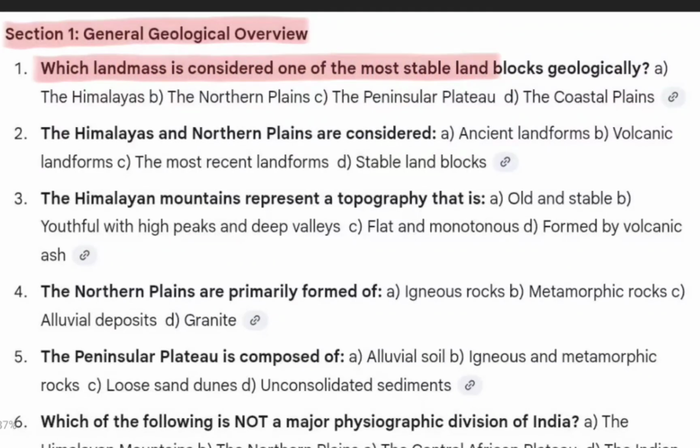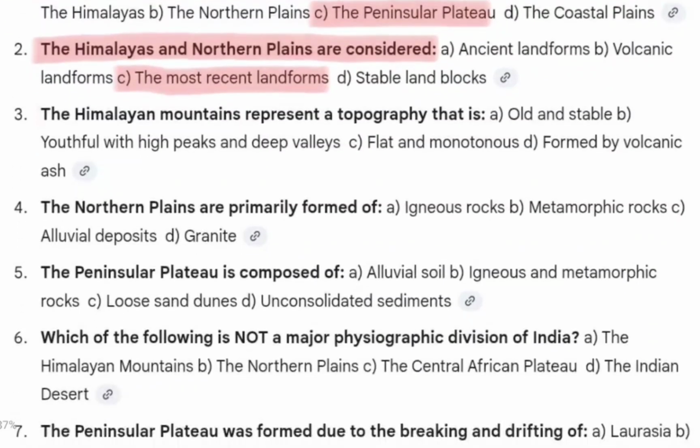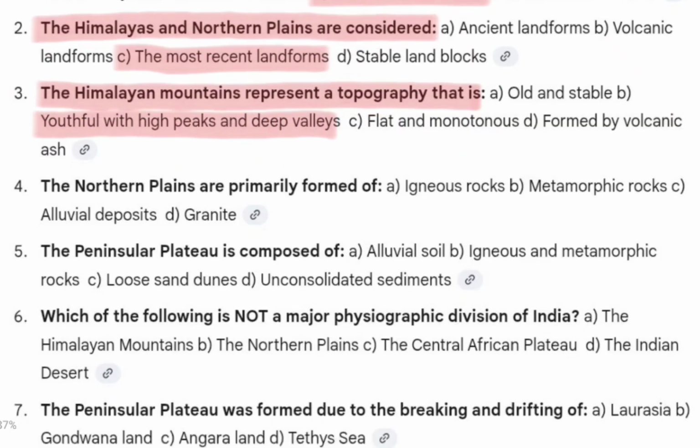Which land mass is considered one of the most stable land blocks geologically? The answer will be the Peninsular Plateau. Second question: the Himalayas and northern plains are considered the most recent landforms. Next question is, the Himalayan mountains represent a topography that is youthful with high peaks and deep valleys.